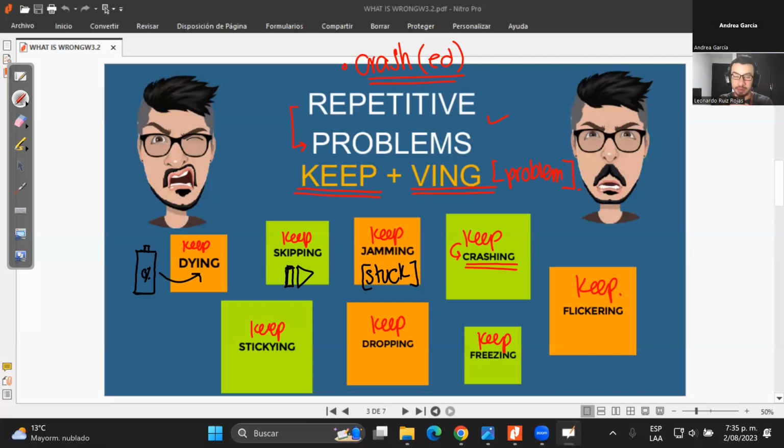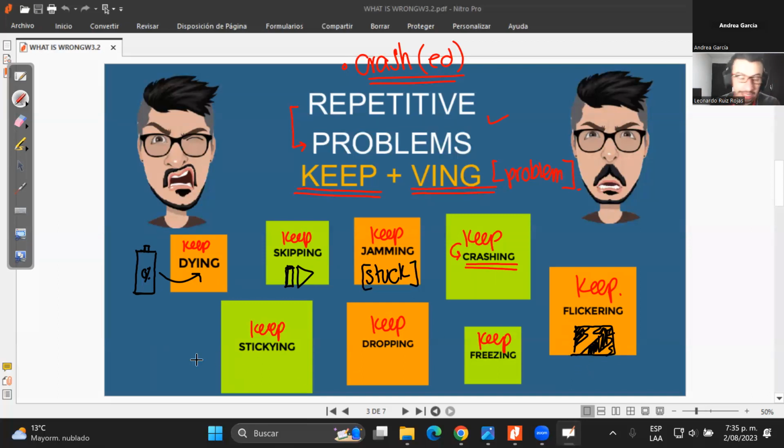So keeps jamming. Keeps crashing, ya te lo dije, it's when something completely stops working, right? Keeps flickering, it's about the image on a screen, no? The image on the screen which starts flickering, not changing, like, yes, like some parts are working, some parts are not working, the image goes on and off, right?